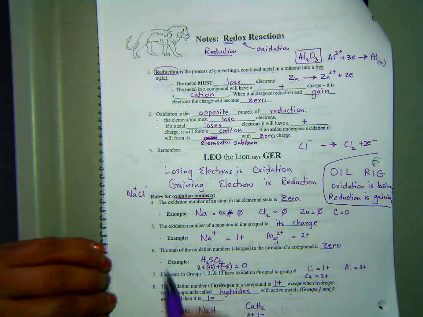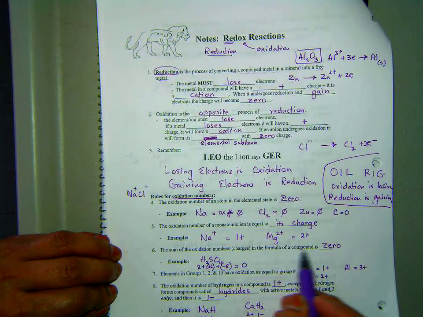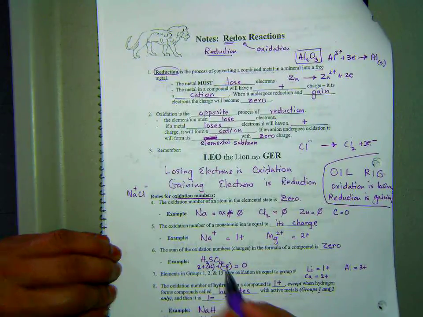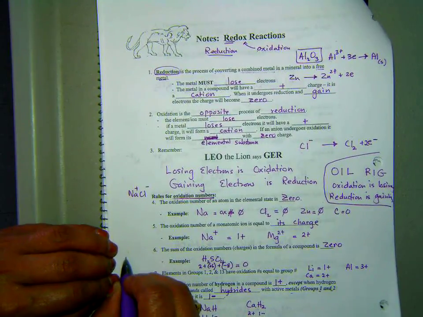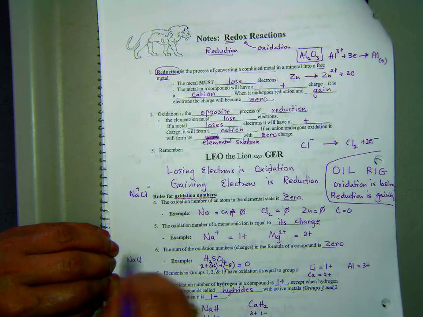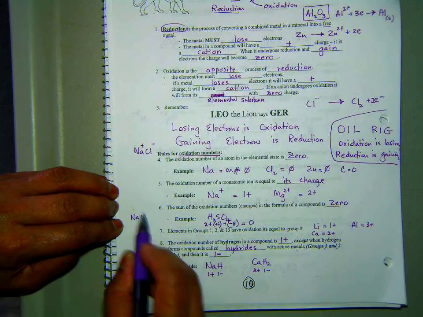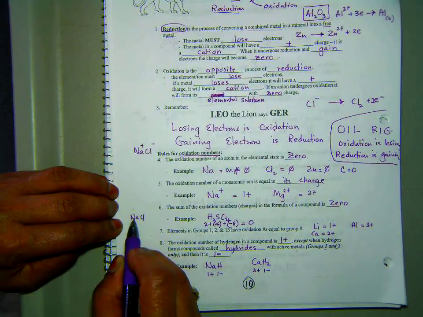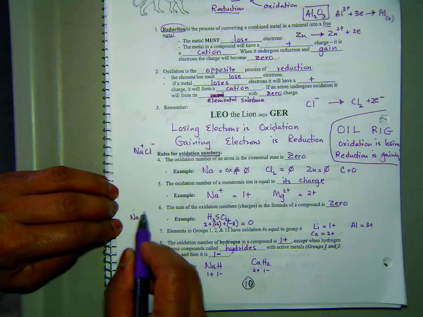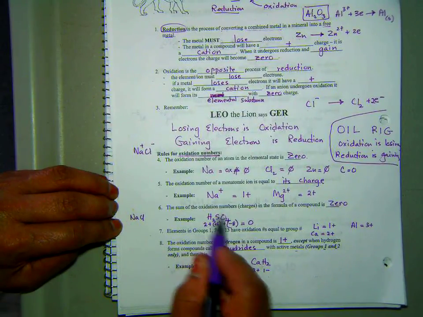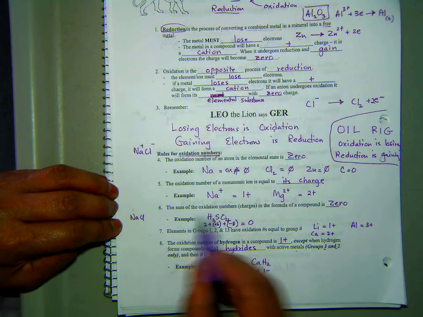Number 3, the sum of oxidation numbers in the formula of a compound is 0. Most of the compounds are 0 charge, right? Sodium chloride has no charge. That's why you remember that it does not conduct electricity as a solid, because we have to put it in water to separate out into ions, right? So this is a neutral substance. So any compound is a neutral substance, and the sum of oxidation numbers is equal to 0.